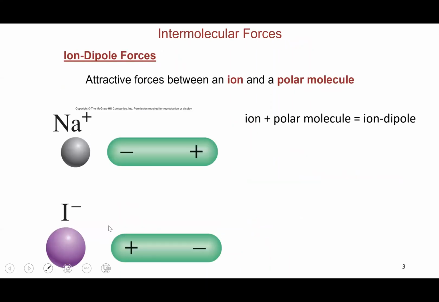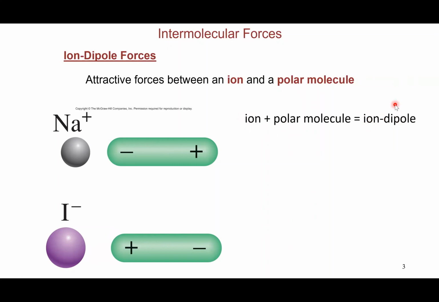So what are the types of intermolecular forces that we know? There are several types. The first one is ion dipole forces. And these are the attractive forces between an ion in combination with a polar molecule. So the ion will have an electric charge, and the polar molecule will have dipole moment on it. This is why it's called ion dipole force.